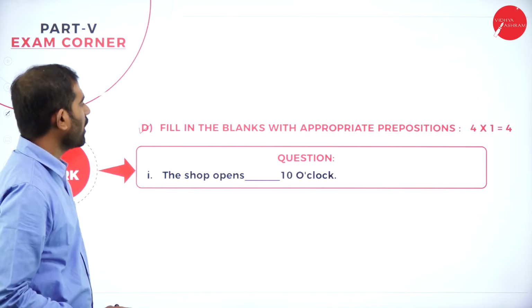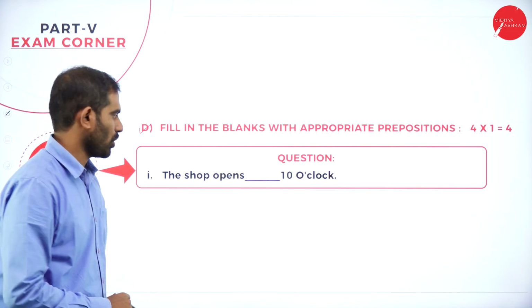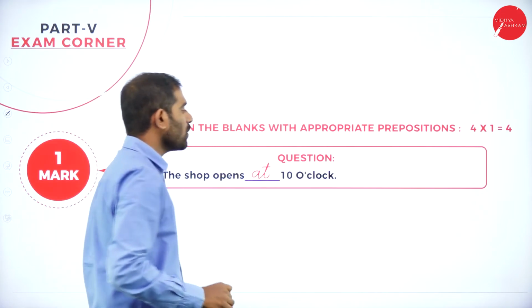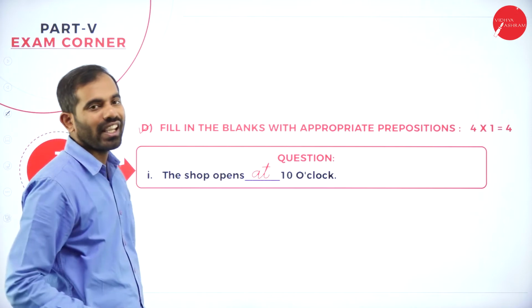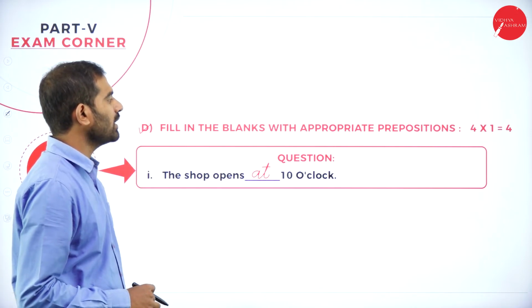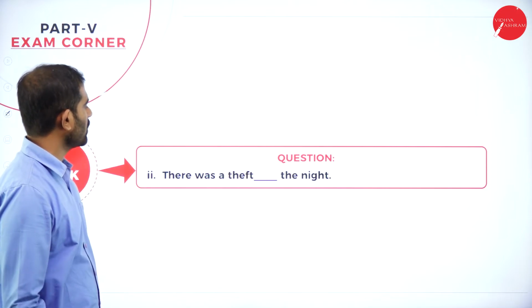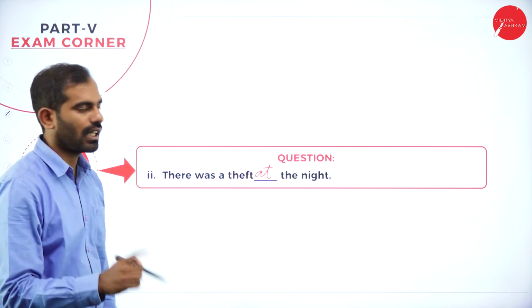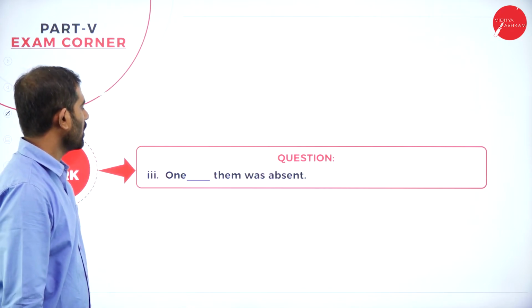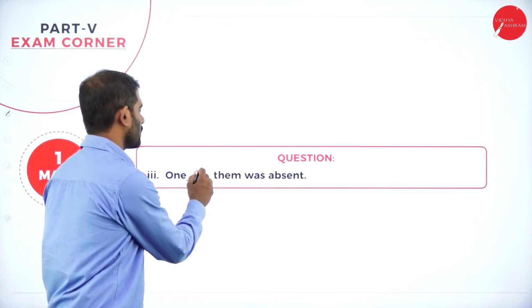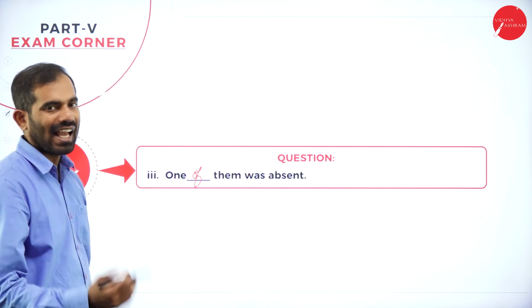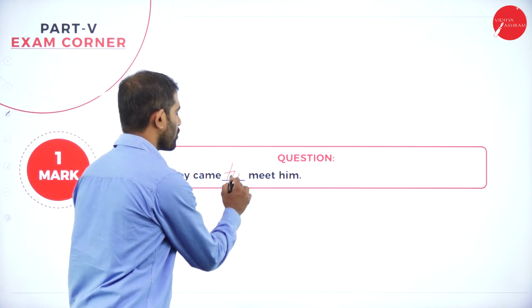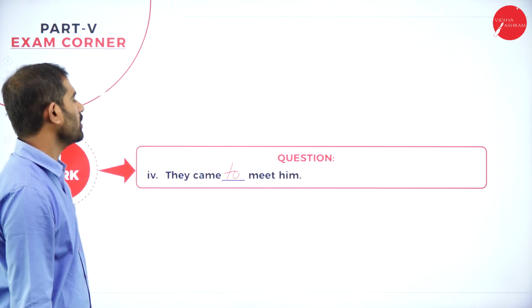Next section, fill in the blanks with appropriate preposition. The shop opens at 10 o'clock. They are not going to give you any options, so be careful while using the answers here. Next, there was a theft at the night. Third one, one of them was absent. Fourth, they came to meet him. They came to meet him.